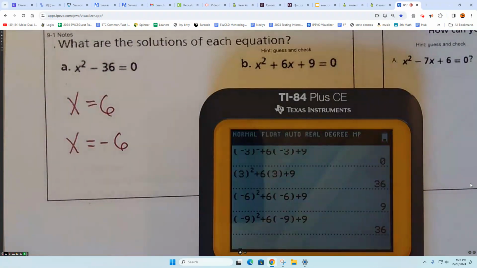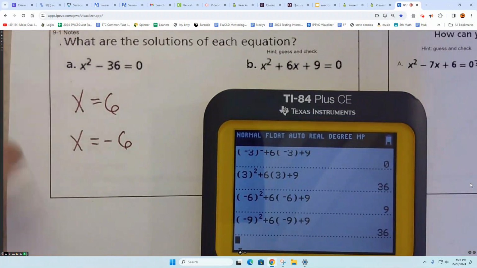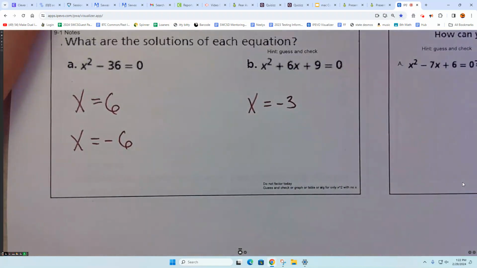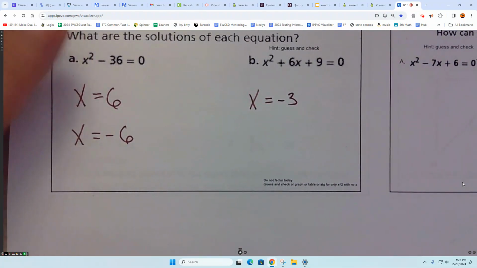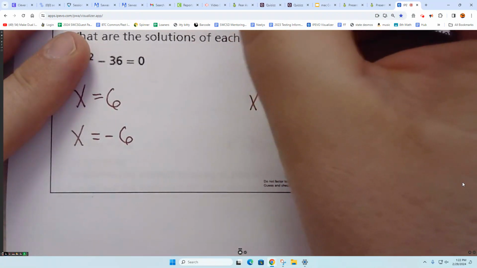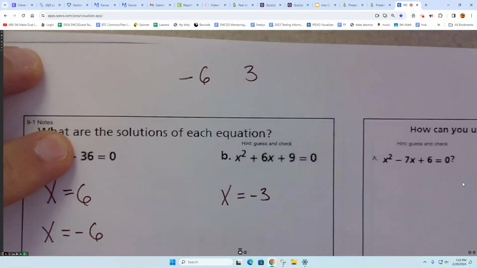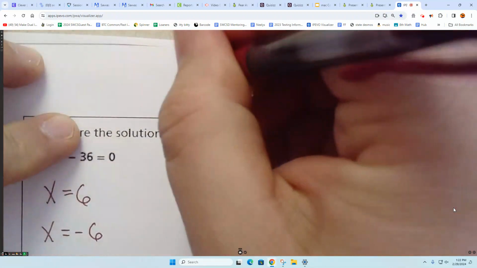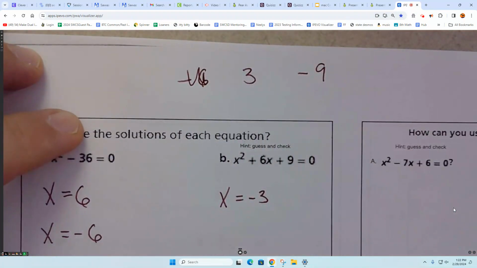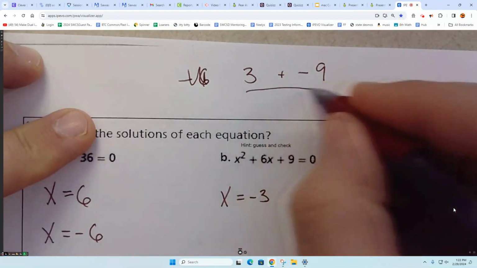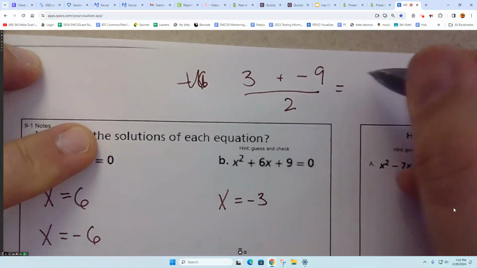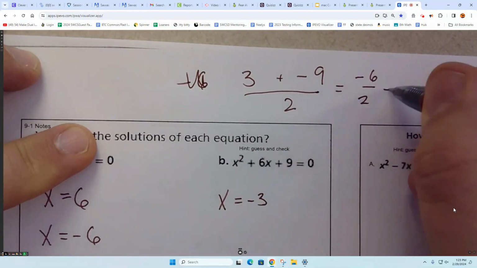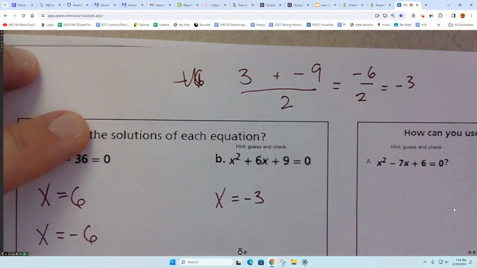The answer is -6. I told you guys to believe me. What is the average of -6 and 3? Wait, no, that wasn't the numbers. It was -9 and 3. How do you find the average? You add them and divide by 2, right? It's -3. That's the right answer.